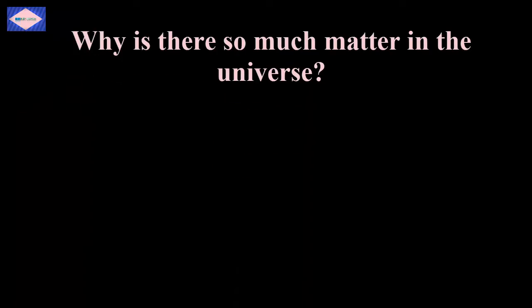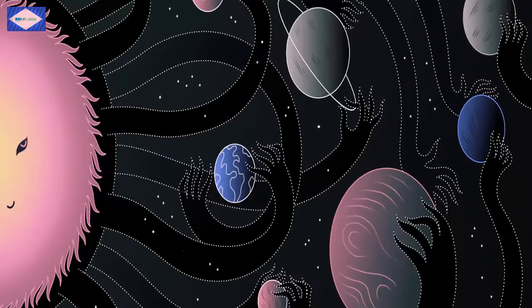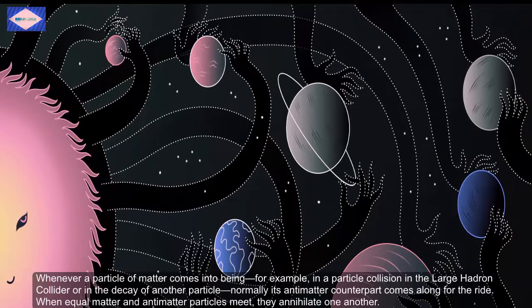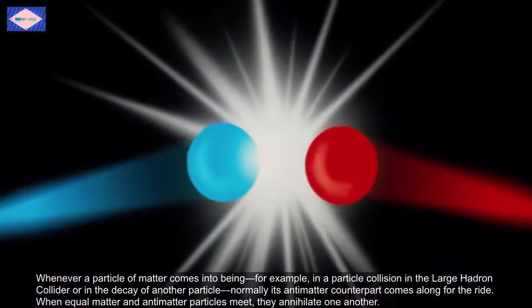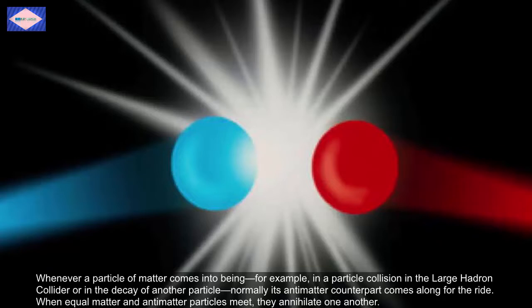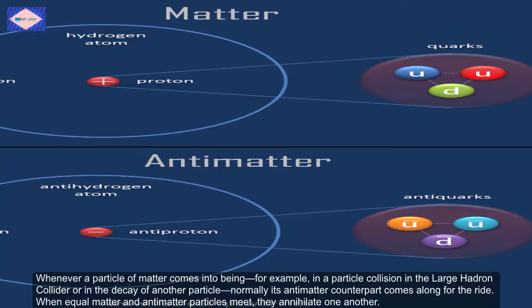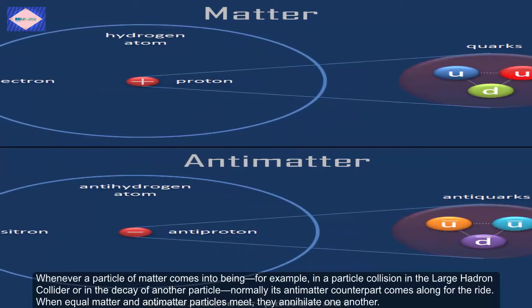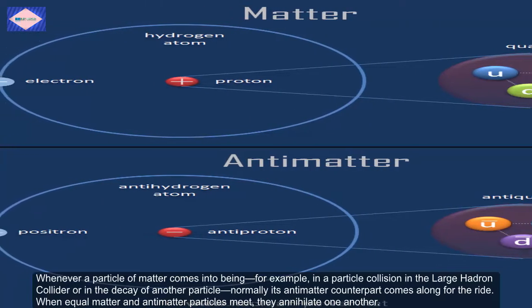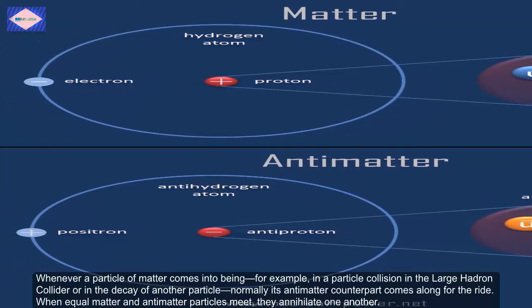3. Why is there so much matter in the universe? Whenever a particle of matter comes into being, for example, in a particle collision in the Large Hadron Collider or in the decay of another particle, normally its antimatter counterpart comes along for the ride. When equal matter and antimatter particles meet, they annihilate one another.